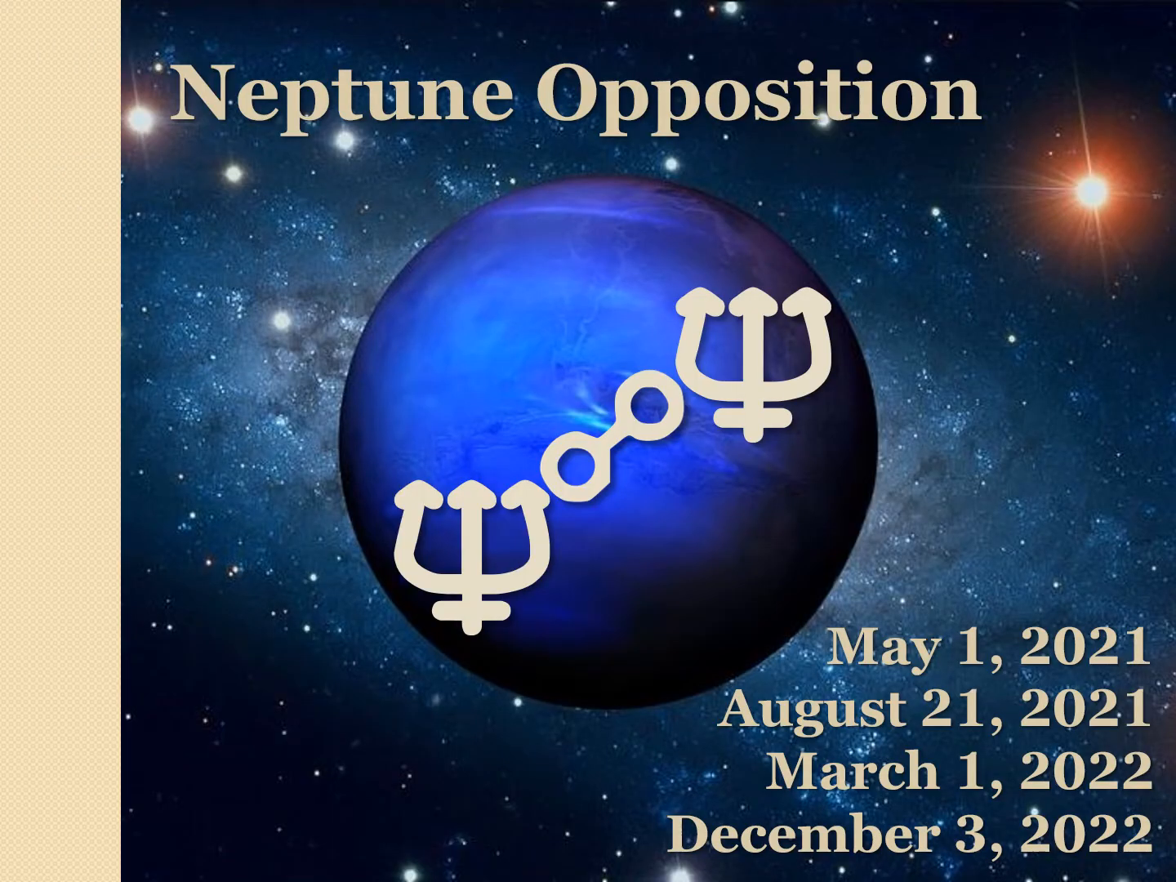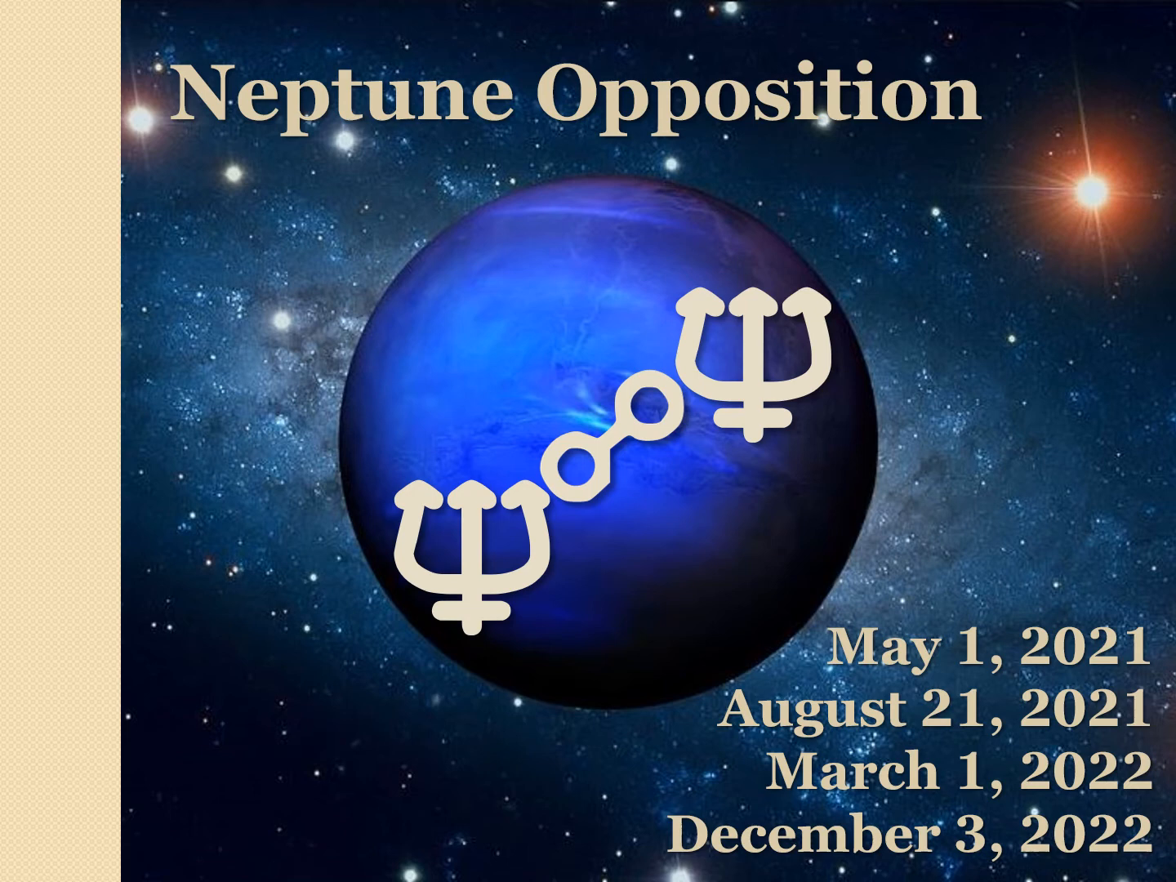Another historic opposition is being experienced by the U.S. natal Neptune at 22 degrees Virgo, when the transiting Neptune reaches 22 degrees Pisces. Since Neptune oppositions take approximately 165 years to occur, the United States has only experienced a Neptune return sequence once before. The last time this occurred was on January 4, 1859. The first Neptune opposition occurred just before the Civil War.